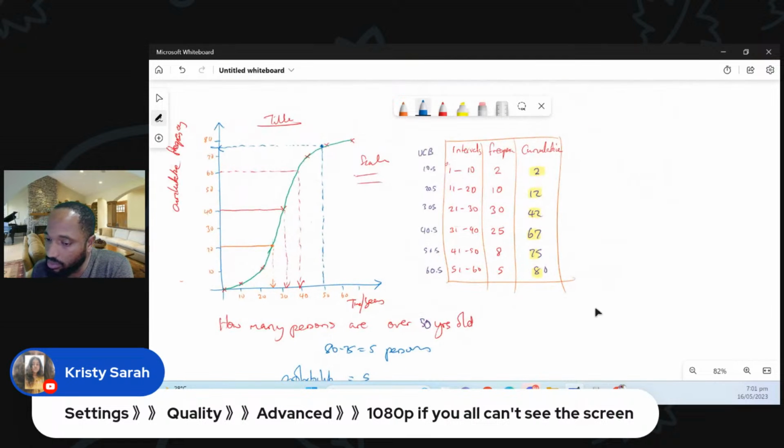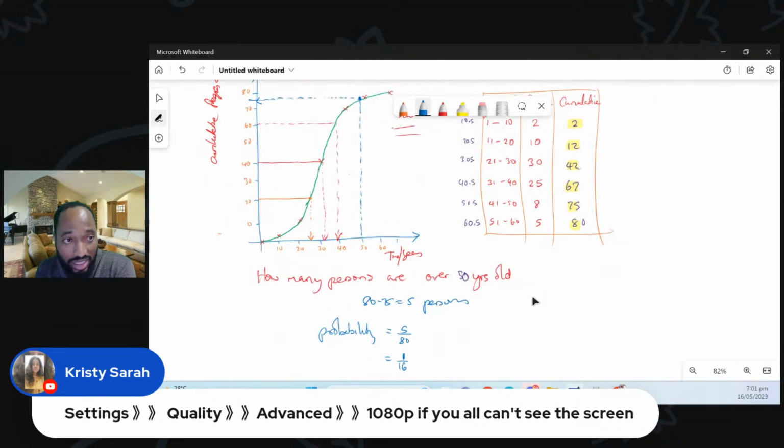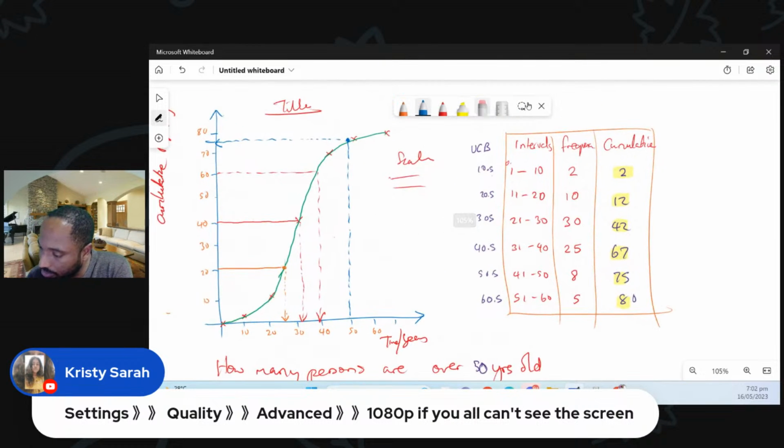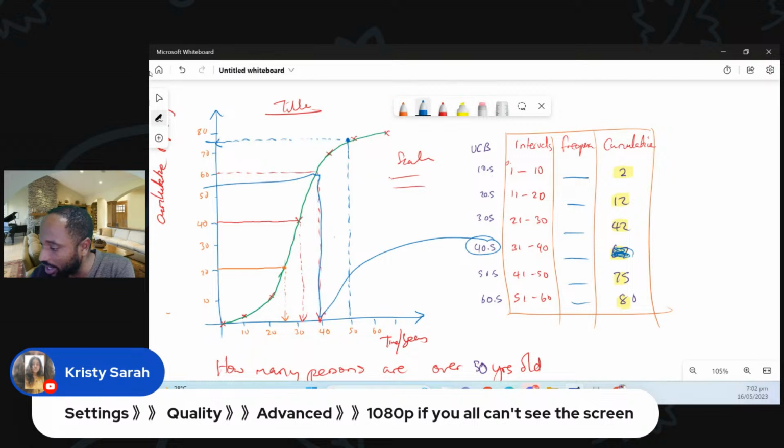But as I said at the start, they're bringing it in reverse a lot. They're giving you the cumulative frequency and you have to work backwards to figure out the frequency. They might even leave out one of the cumulative frequencies too, so you have to go on the graph and find it. You use the upper class boundary, 40.5, go on the graph, and find what that is.